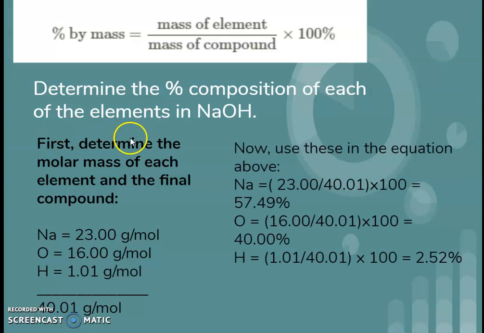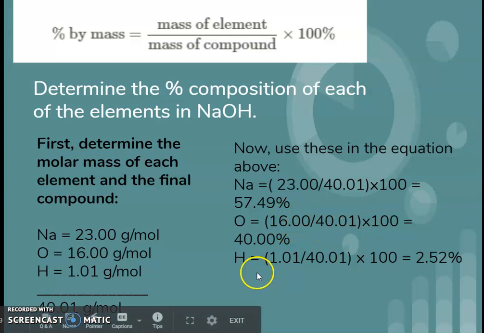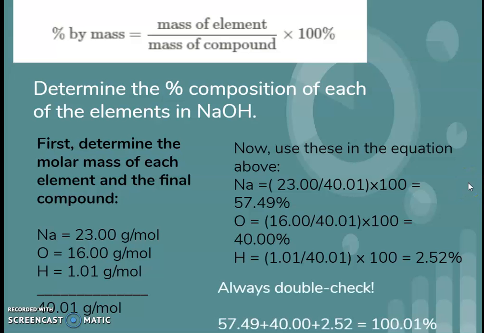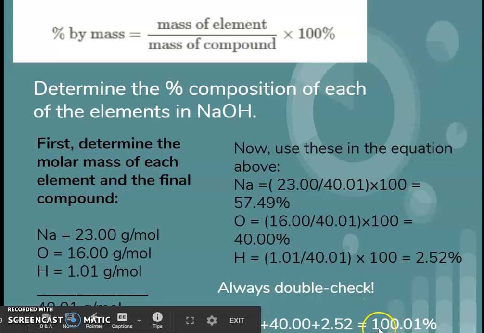All right, so here's our solution. Sodium, we've got 23 over 40.01 times 100. Oxygen, 16 over 40.01 times 100. Hydrogen, same thing. Now we take our percents and we're going to make sure they make sense. We're always going to double check, and sure enough, I get 100.01%. So that makes me feel like I have a good chance of being correct.